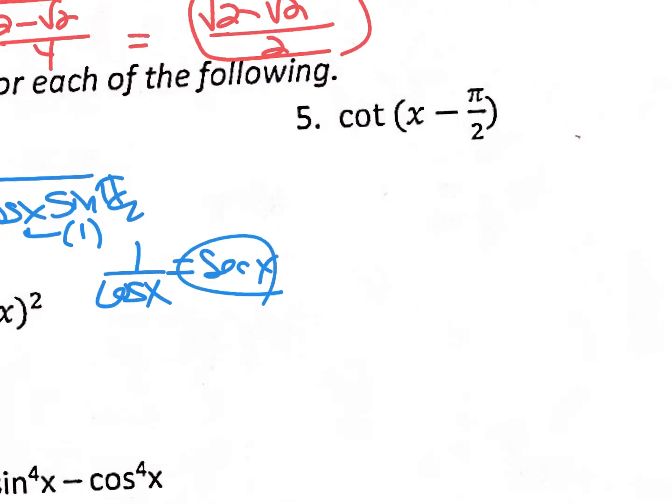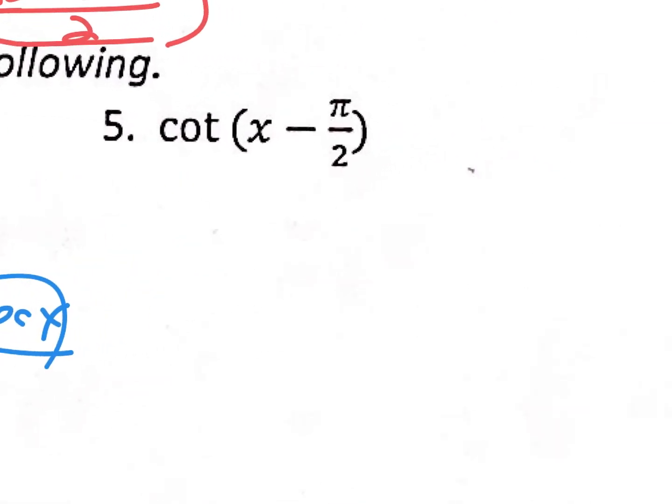Let's go to number 5: cotangent of x minus pi over 2. So I'm going to go with 1 over tangent of x minus pi over 2. I'm looking at my formula page for tangent of x minus y, and it says tangent x minus tangent y over 1 plus tan tan. So I'm just going to flip it to do cotangent: 1 plus tan tan over tan minus tan.